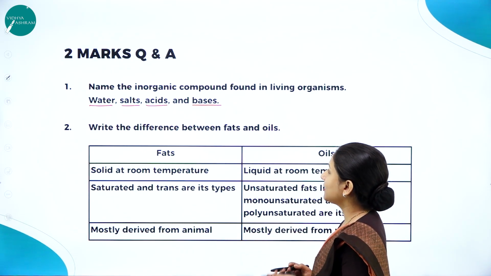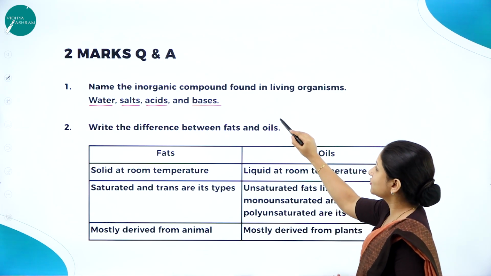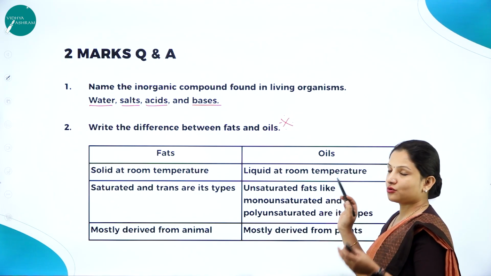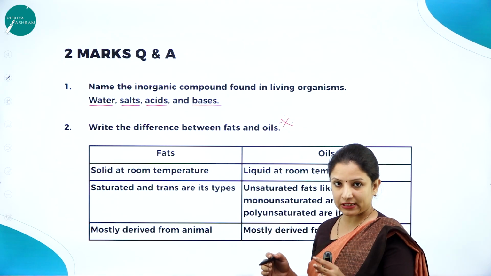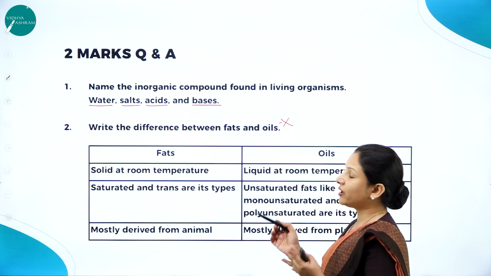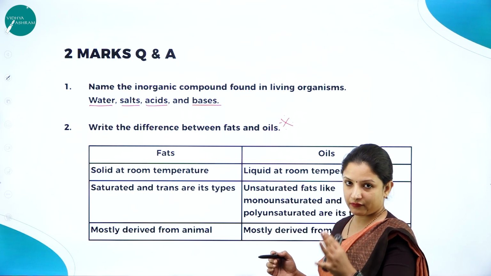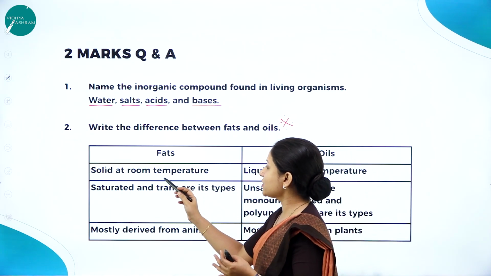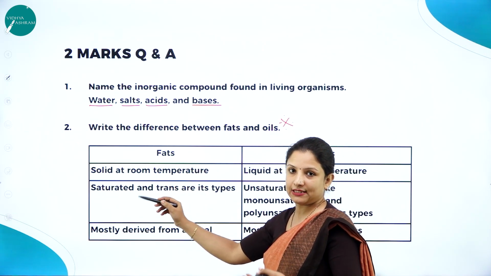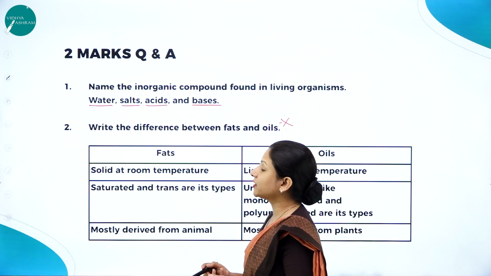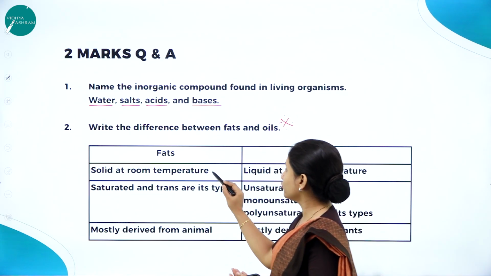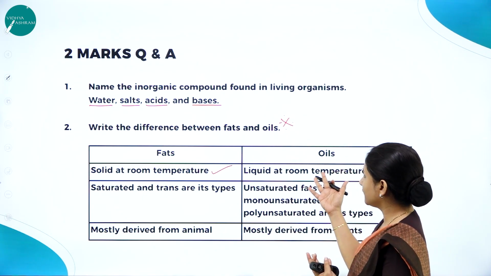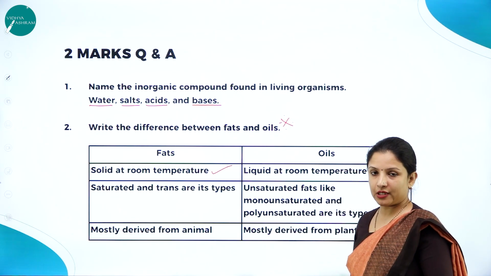Next question, write the difference between fats and oils. This is one of the very important questions. Whenever the word difference or differentiate comes, you have to make a column. On one end you write fats and on the other end you write oils. Whenever you write the differences, it should be just the opposite of what you write in the other column. For example, the first point under fats is they remain solid at room temperature. So here you have to write the opposite of it. What is the difference? They remain liquid at room temperature.